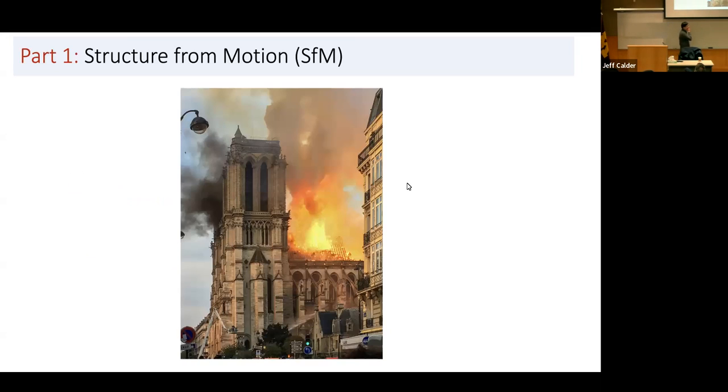Okay, let's start with the first part, structure from motion. This is the Notre Dame Cathedral that was partially burned in 2019, and they claim that they cannot fix it until like 2024. But if they want to recover it, they need to somehow know the 3D model of it, right? So how can I do this?